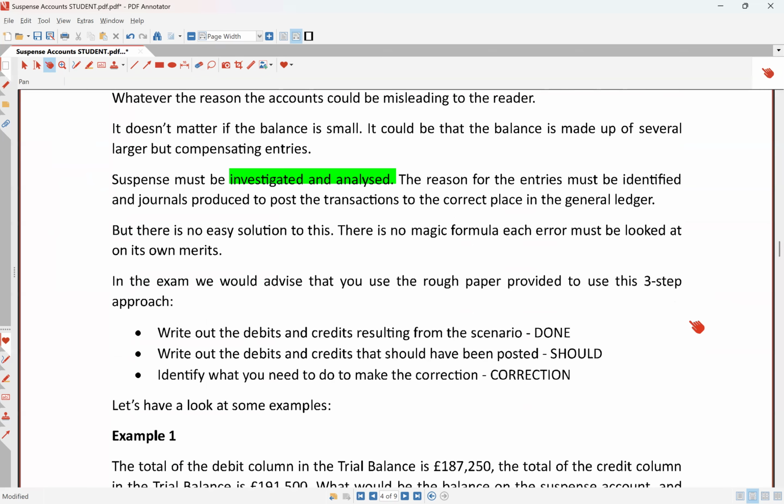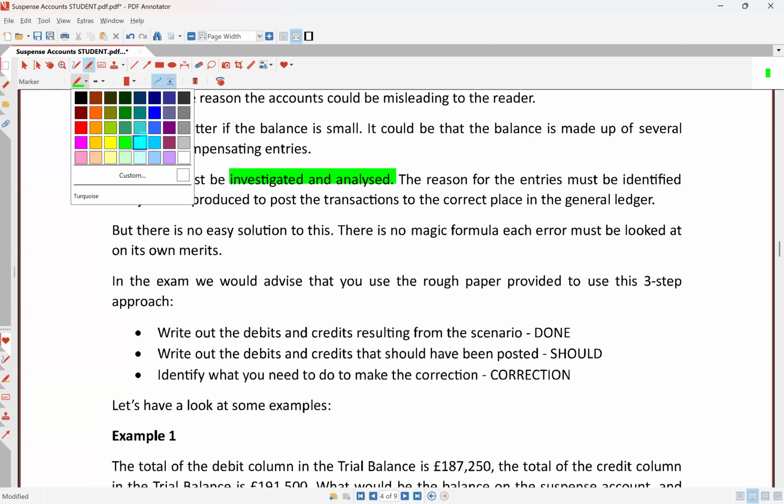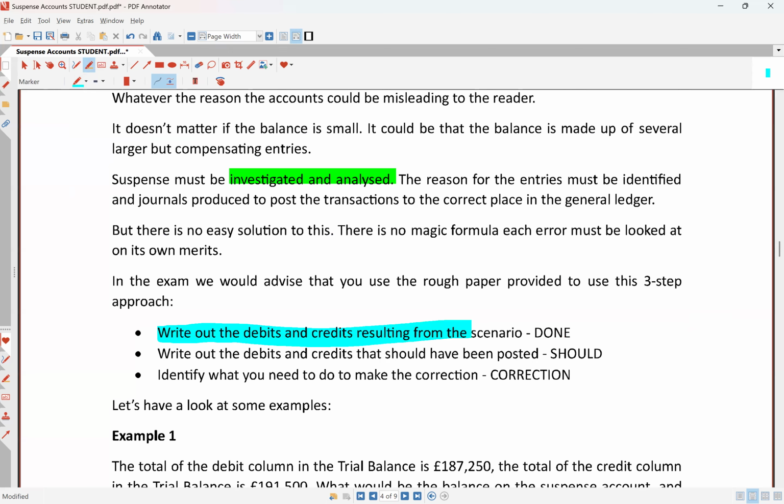We can't say that there will always be an expense, that there will always be an income, there will always be a liability. It won't happen. What we've got to do is take a step-by-step approach. So what we do is we look at the information we've been given and work out what they have done from the scenario that has been posted. So what have they done? Write out from the information you are given how they have posted it to the general ledger. So that's done. That's step 1.